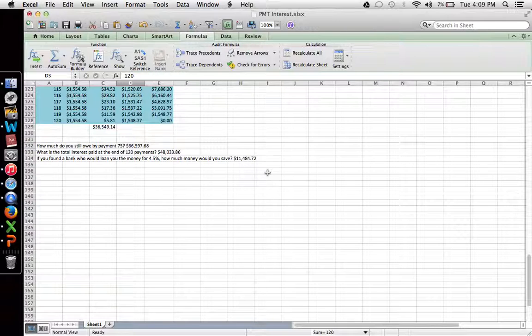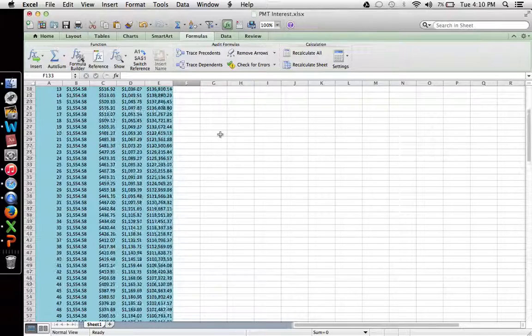To find out how much money I saved, the extra money I'm paying is in interest anyway. So I just subtracted $48,033.86 minus $36,549.14, and I came up with a savings of $11,484.72. And that's how I did my PMT interest.